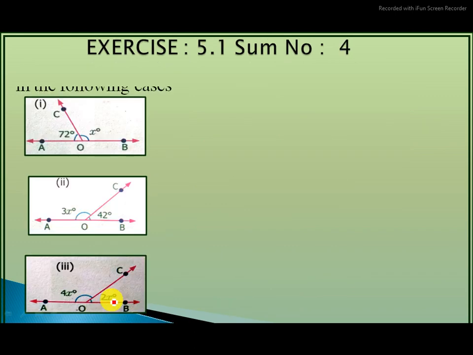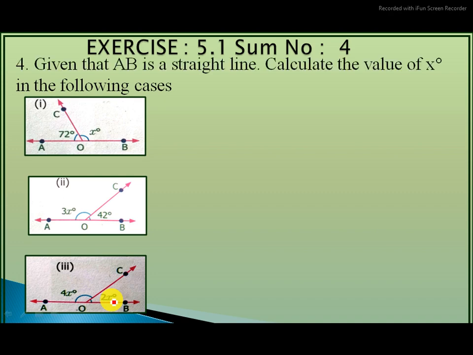Next one, sum number 4. Given that AB is a straight line, calculate the value of x in the following cases. They have given that line AB is a straight line. When it is a straight line, we know it measures 180 degrees because it's a straight angle. So we have to find the value of x. So when you subtract 72 from 180, you will get the value of x.